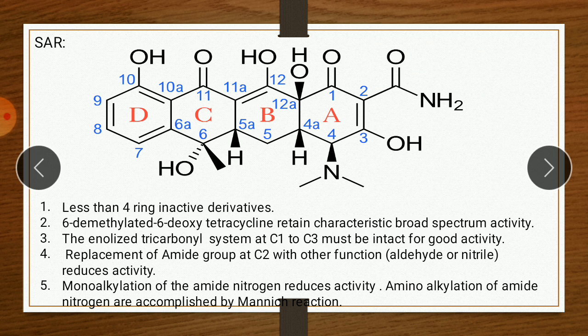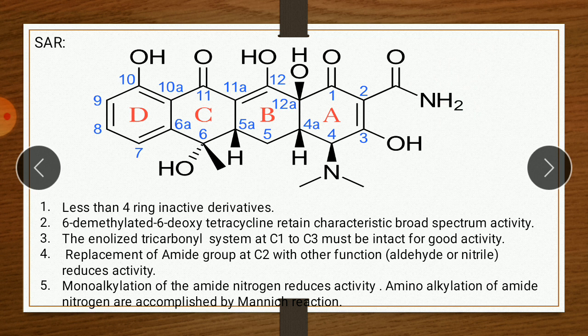Aminoalkylation of the amide nitrogen is accompanied by the Mannich reaction. So here, this amide function. Monoalkylation means if we replace one hydrogen of NH2 with an alkyl group or other group, activity decreases. The Mannich reaction is an aminoalkylation of an acidic proton placed next to a carbonyl functional group by using formaldehyde and a secondary amine. So in the Mannich reaction, this one hydrogen is replaced by the other alkyl group.